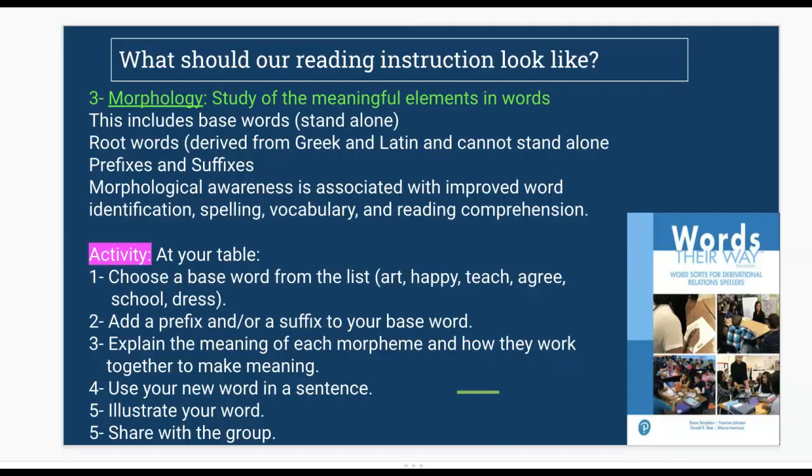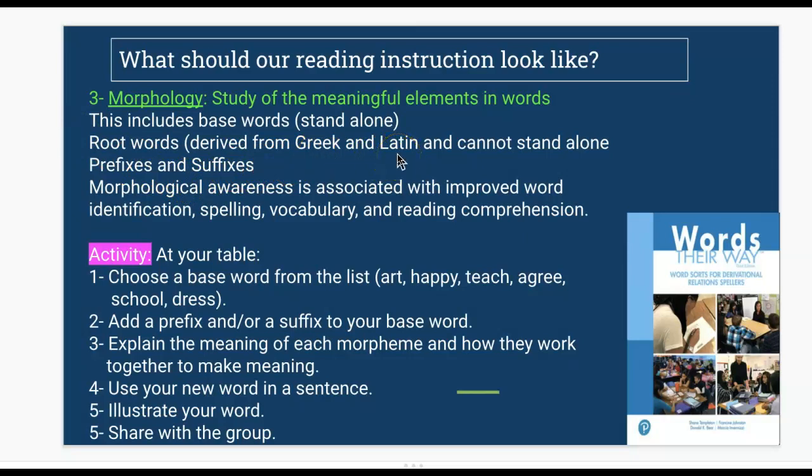Okay, looking at the next level of our literacy instruction, we're going to include morphology when we study the meaningful elements in words. That would include base words, plain words that can stand alone, but they can also become a derivative when we add prefixes and suffixes. We look at root words that come into our language from other languages. We know ours is an amalgamation of many. Most common are Greek and Latin roots, and those carry a lot of meaning.